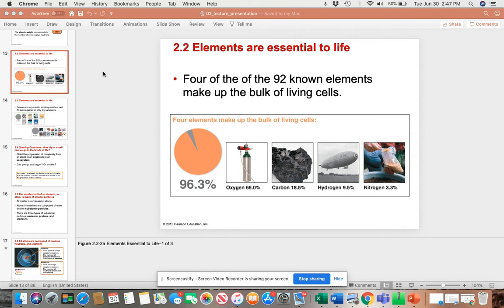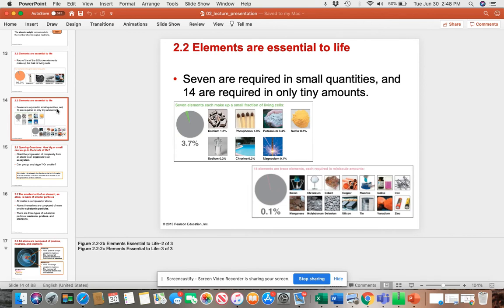When you take a deep breath in, you are pretty much mostly breathing 21% oxygen and about 72-ish percent nitrogen. So carbon, oxygen, hydrogen, nitrogen make up the four most abundant elements on the planet. We also have other elements which are essential to life in small quantities.